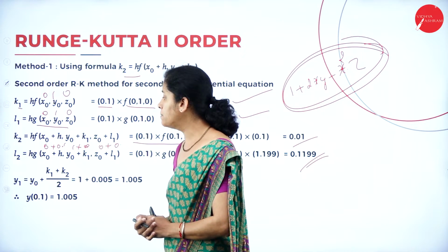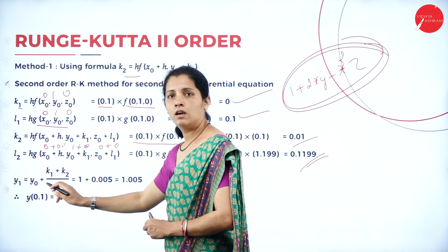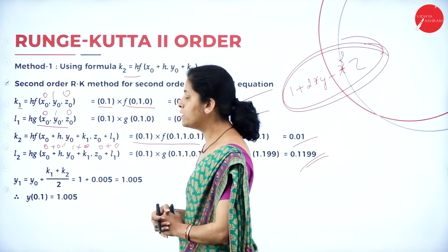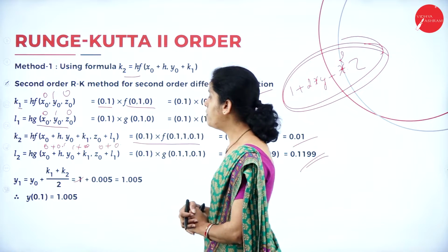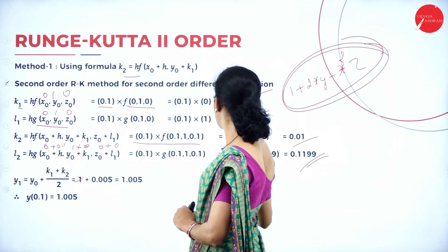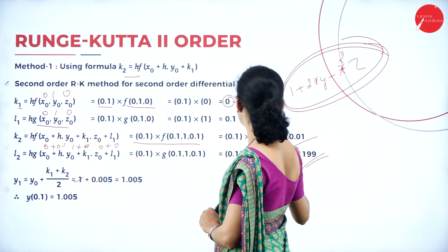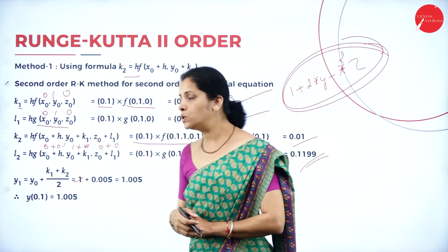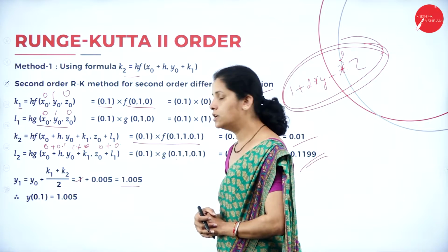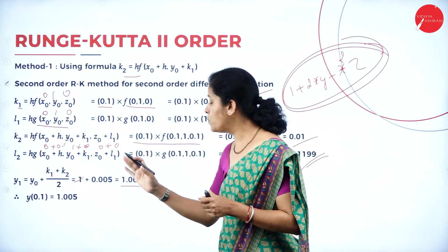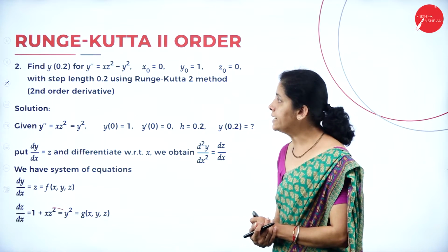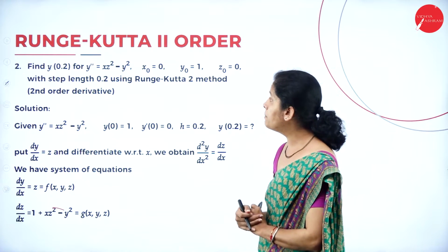Now I want to find y1. So y1 is nothing but y naught plus k1 plus k2 divided by 2. What is y naught? y naught is 1. And k1 is 0 plus k2 is nothing but 0.01, divided by 2. So the answer is 1.005. So when y of 0.1, what is the answer? 1.005.